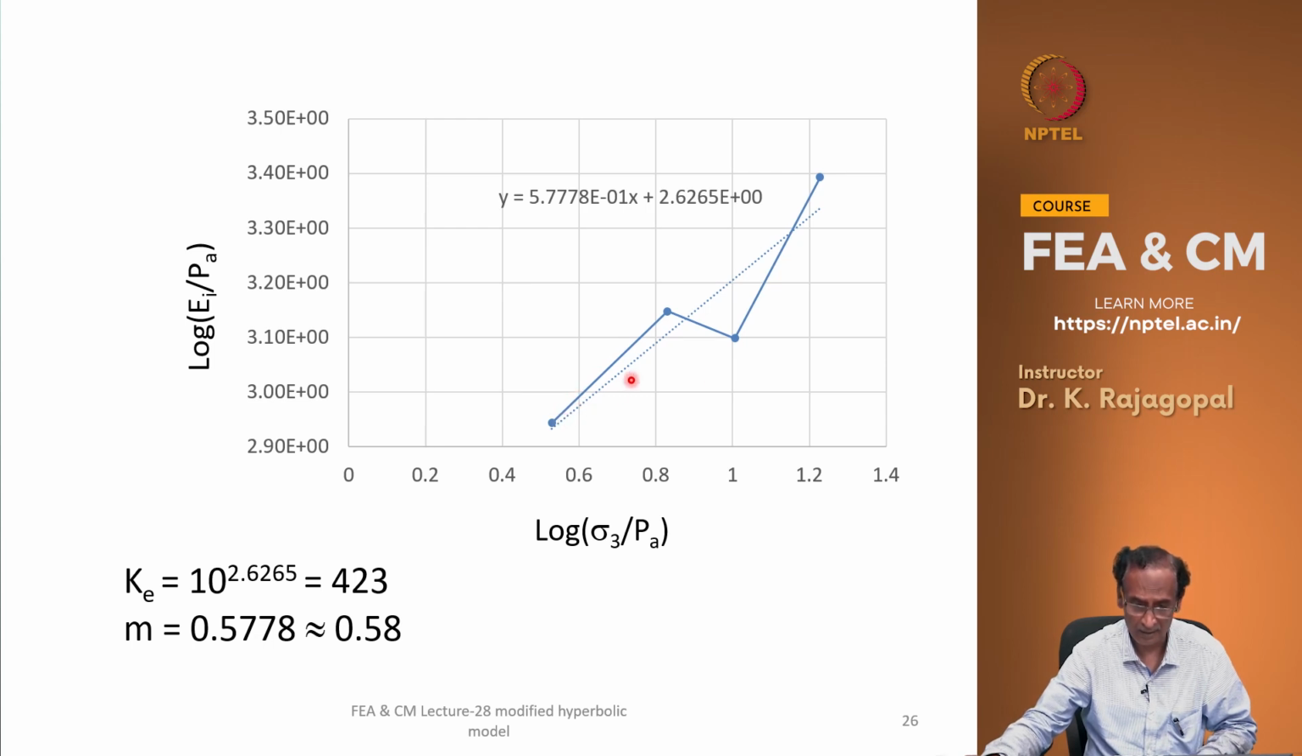this in the regression analysis, and if you do a regression analysis, we will get an equation like this, and so our intercept on the y axis is 2.6265, our Ke is 10 to the power of 2.6265, that is approximately 423, and our exponent is the slope of this line, that is approximately 0.58.